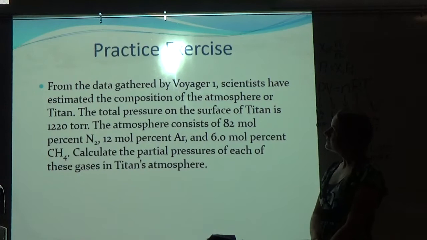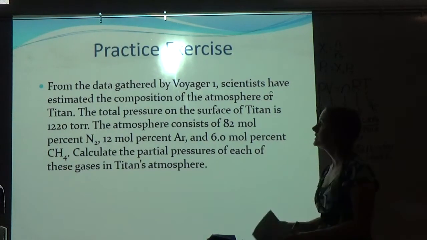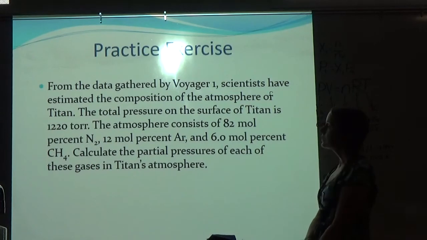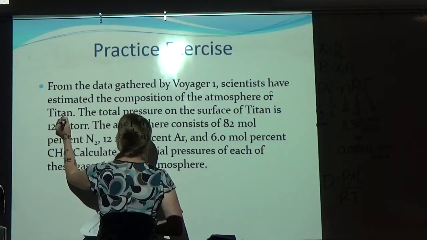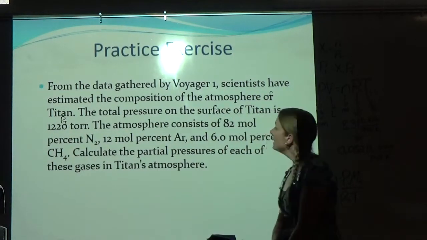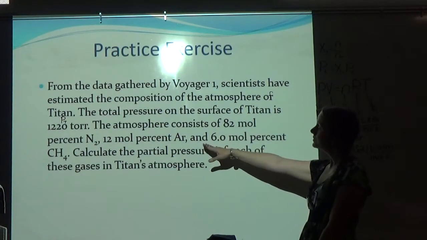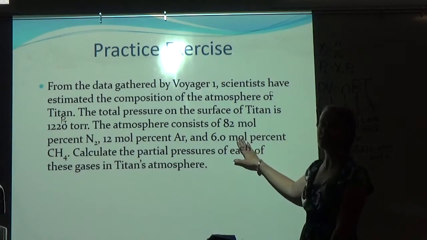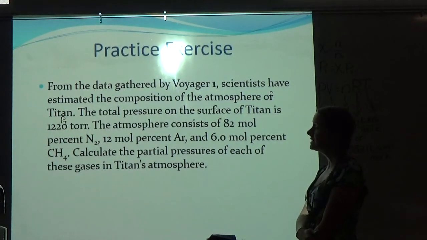So from the data gathered by Voyager 1, scientists have estimated the composition of the atmosphere of Titan. Look, it should say of Titan, which is Saturn's largest moon. The total pressure on the surface of Titan is 1,220 torr. My total pressure. The atmosphere consists of 82 mole percent nitrogen, 12 mole percent argon, and 6 mole percent CH4, which is methane. Calculate the partial pressure of each of these gases in Titan's atmosphere.